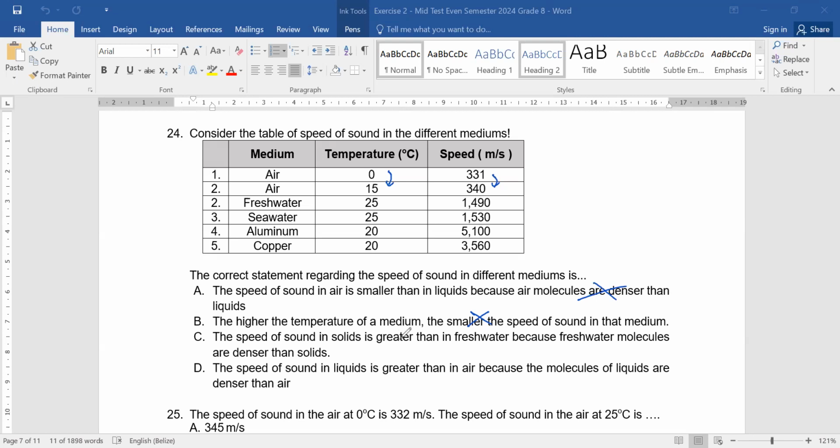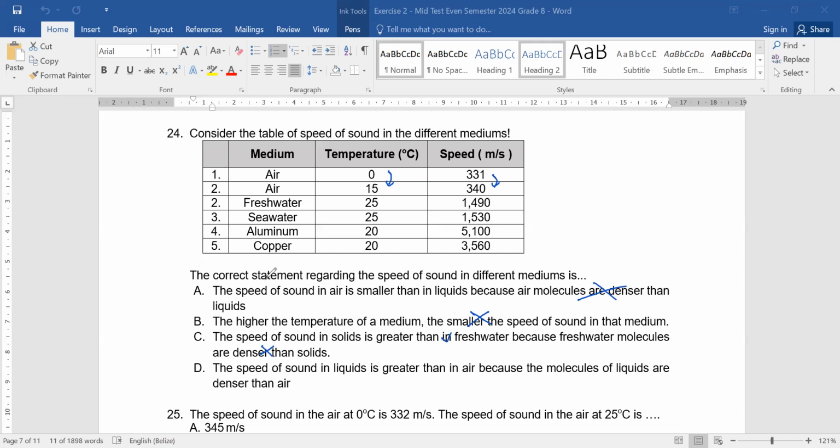Okay, then the speed of sound in solid is greater than in fresh water. Okay, solid is the copper or aluminum, so they are bigger. Yes, it's greater than the fresh water. That's correct. But then, because fresh water molecules are denser than solid, of course, no, the liquid is actually less dense if we compare it with the solid. So solid is actually denser.